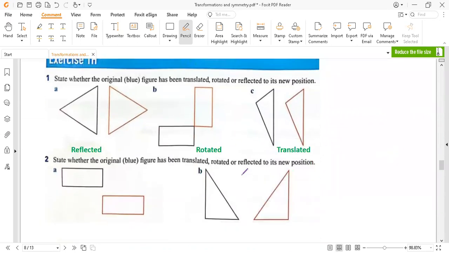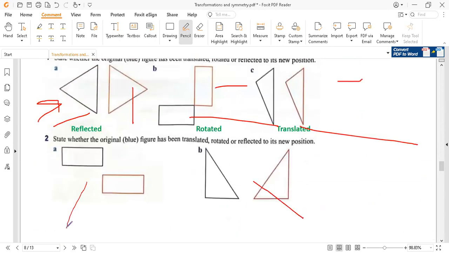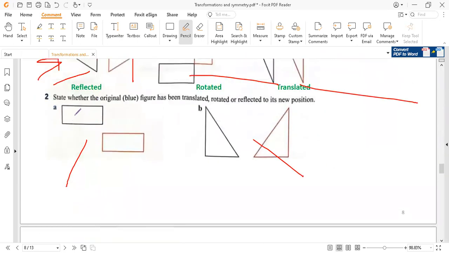In the following exercises, we want to state whether the original blue figure has been translated or rotated or reflected to its new position in the red one, the copy one. For example, here we have a reflection, rotation, translation, and so on. Normally, for translation, we can translate it to the right and down.